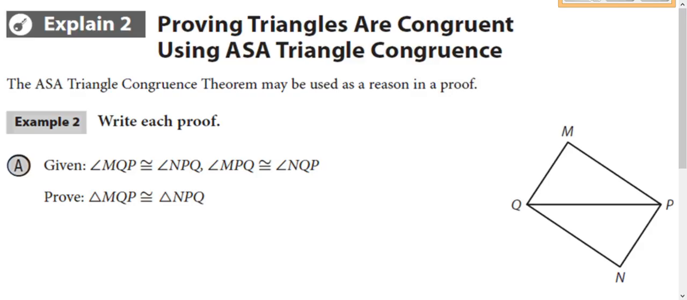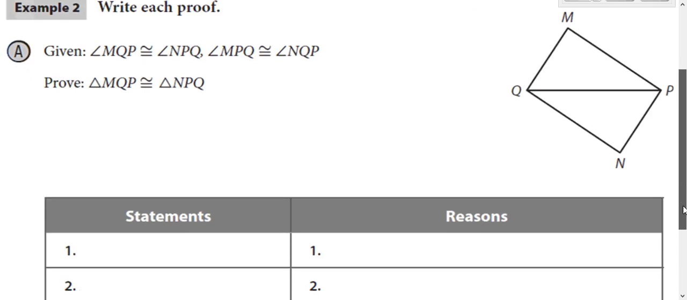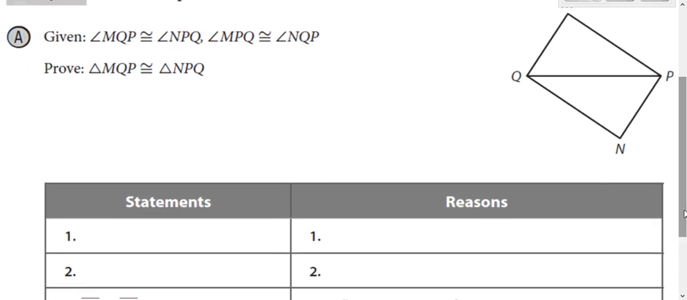Now we're going to start writing some proofs. We just start with the given information. Now, as you're doing these proofs, I suggest that you mark whatever it is that we're going to write in the triangle also. So the first statement we are going to write is the first given. Angle MQP is congruent to angle NPQ, and that was given.